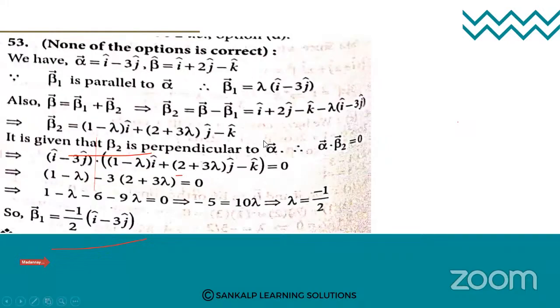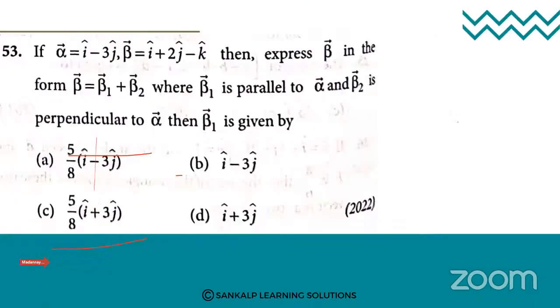So this is the last question you all tried. See, alpha value is given, beta value is given, then express beta as beta 1 plus beta 2, where beta 1 is parallel to alpha and beta 2 is perpendicular to alpha.